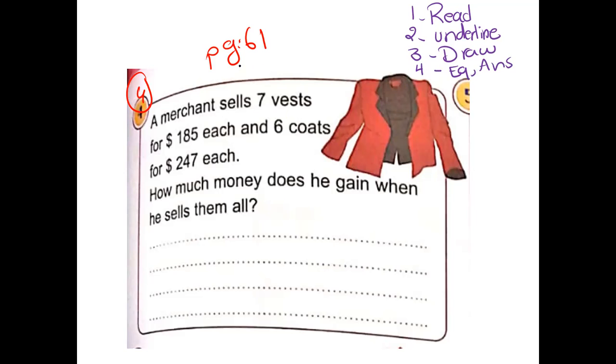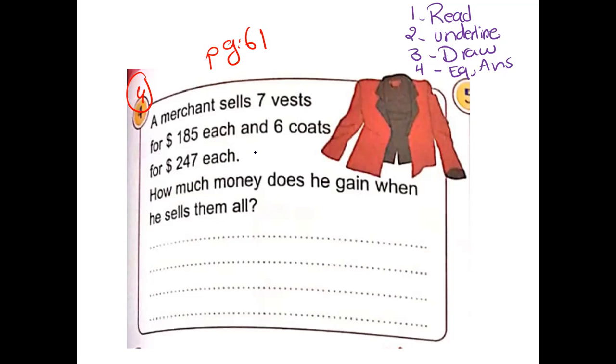Let's start reading this problem. A merchant sells 7 vests for $185 each and 6 coats for $247 each. How much money does he gain when he sells them all?